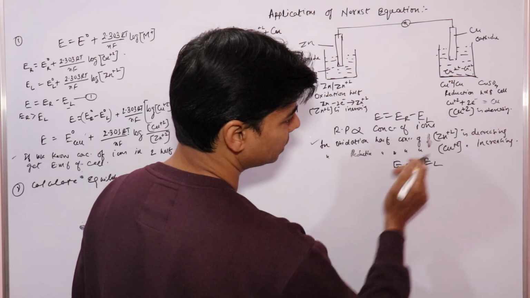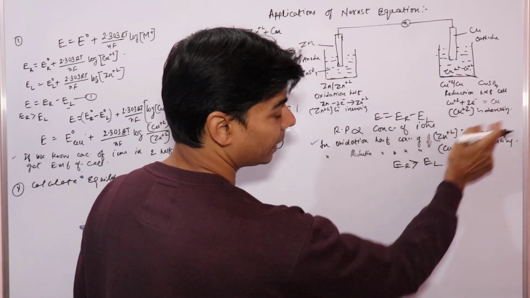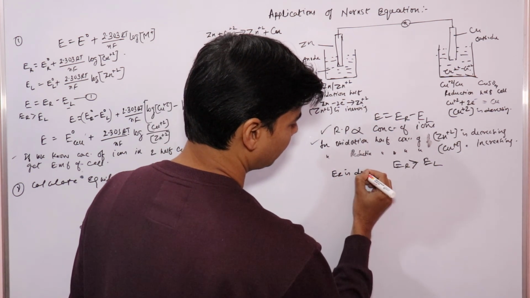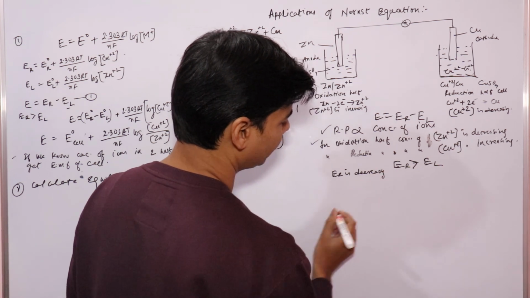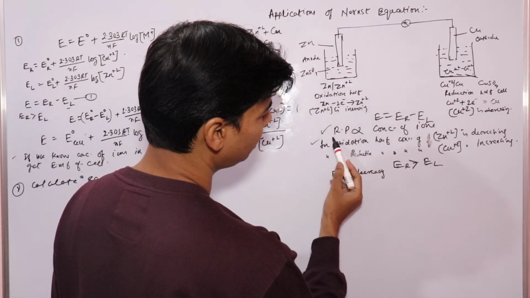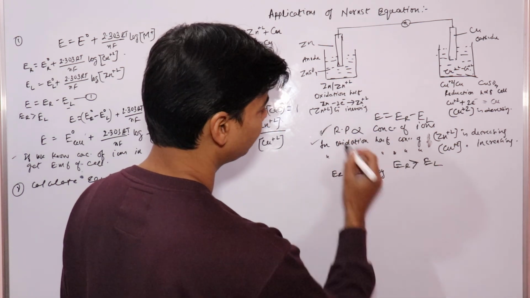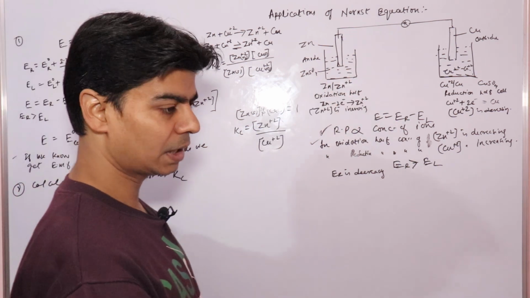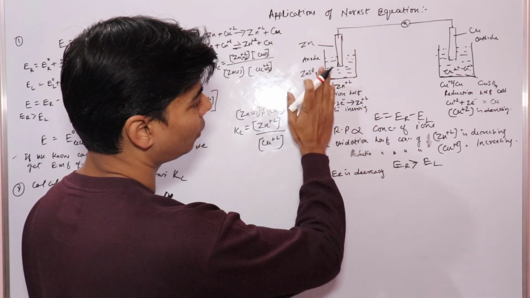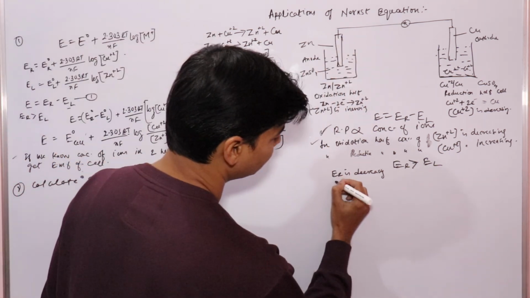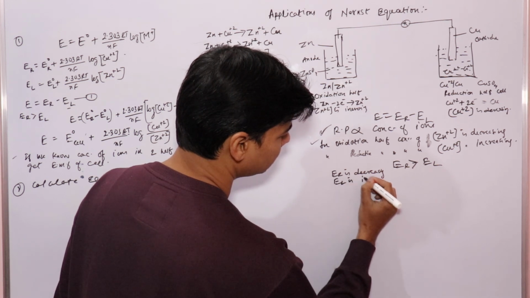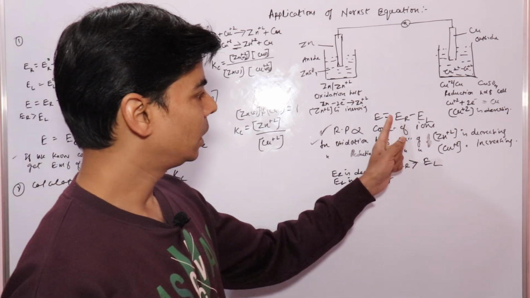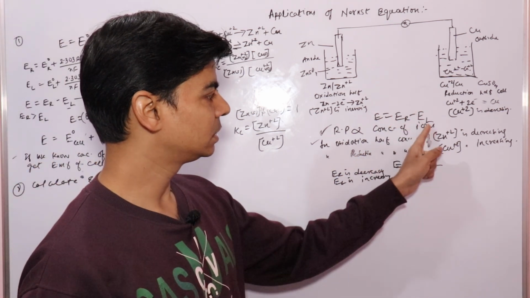Since this is decreasing, the concentration of copper ions is decreasing, so as per this ER is decreasing, right? And the concentration of zinc ions is increasing, so the reduction potential will increase in this half cell, right? Initially the reduction potential was low in the oxidation half cell, then as time progresses the reduction potential in the oxidation half cell will increase, right? So EL is increasing, right? So in this formula this is decreasing and this is increasing, right?